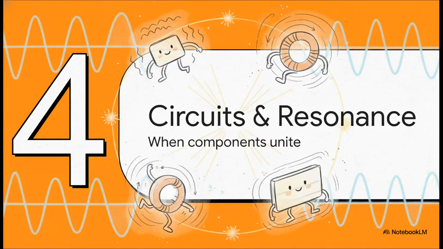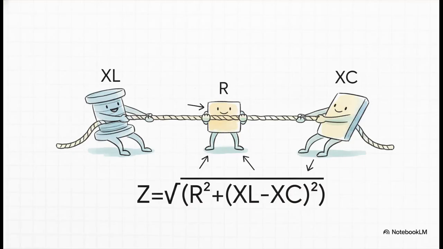So, what happens when we put all three of our characters, the simple resistor, the stubborn inductor, and the eager capacitor, all into the same circuit? Well, this is where the real magic happens. In a circuit with all three, the total opposition to the current is called impedance. It's a combination of the resistor's simple resistance plus the effects of the other two.